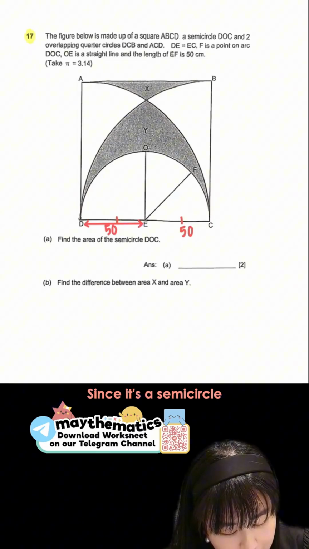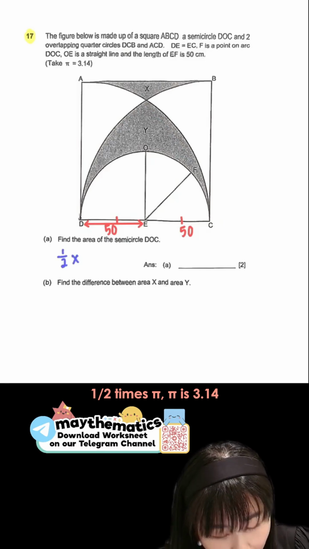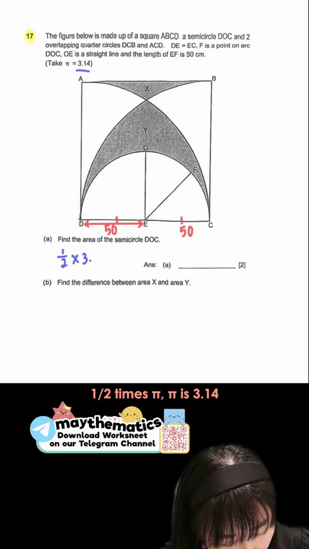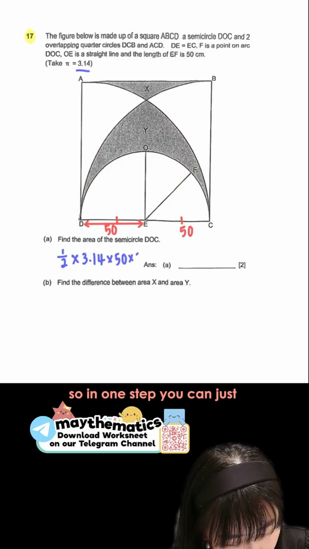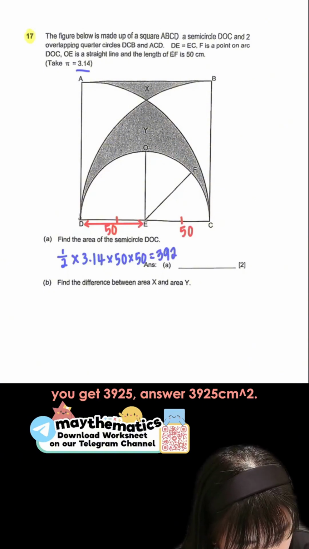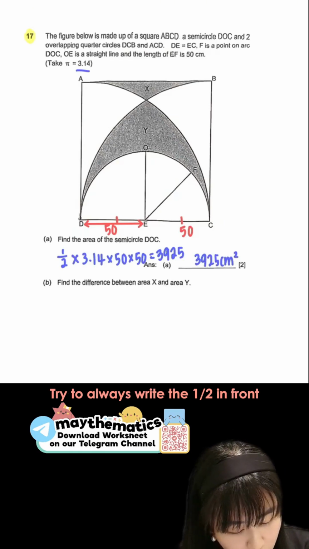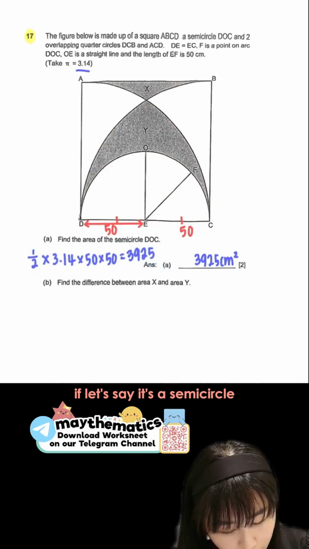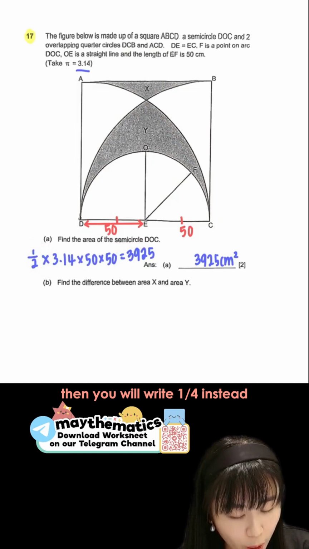Since it's a semicircle, I will start with half first. Half times pi, which is 3.14, times radius squared. In one step, you can just key it into the calculator and you get 3925 cm squared. Try to always write the half in front. If it's a semicircle, you write the half in front. If it's a quadrant, then you write 1/4 instead.